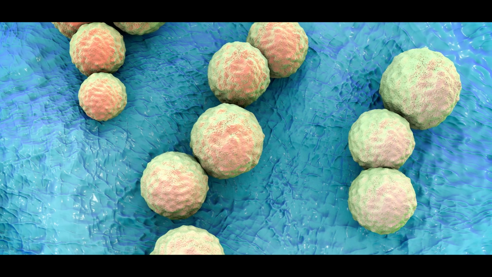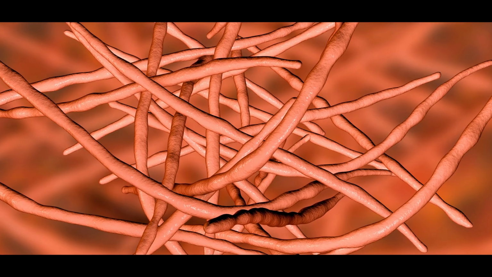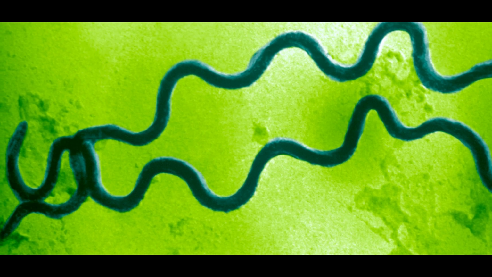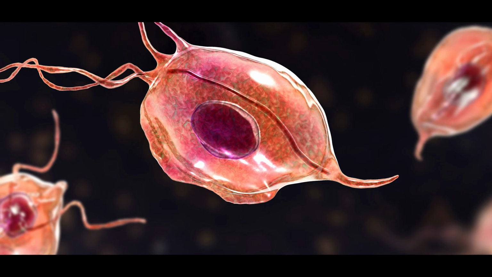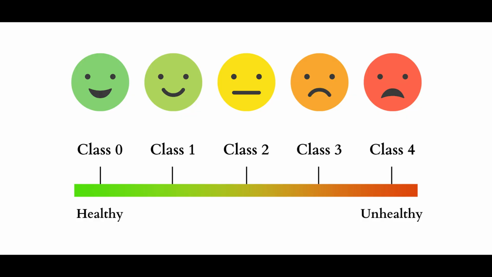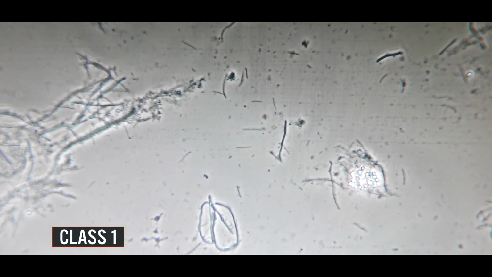There are cocci, short rods, long rods, gliding and spinning rods, spirochetes, cigar-shaped bacteria, and trichomonads. By differentiating the bacteria, we can determine the classification of the slide. We rate the slide from a class 0, it's very little and healthy bacteria with almost no mobility, to a class 4 slide, lots and lots of bacteria with beehive activity.